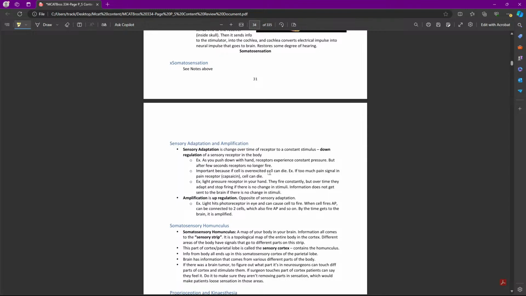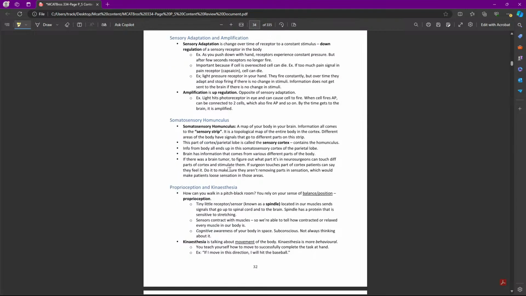This is important because if cells are overexcited, cells can die. If too many pain signals hit a pain receptor, the cell can die. So on the other end, it could kill off the cell, even if it's reducing the stimuli being felt. Amplification is upregulation, like amplifying the signal through that microphone in the ear implant. So, light hits a photoreceptor in the eye and causes the cell to fire an action potential, which connects to other cells, and so on. So yes, amplification is just increasing the strength of the signal.